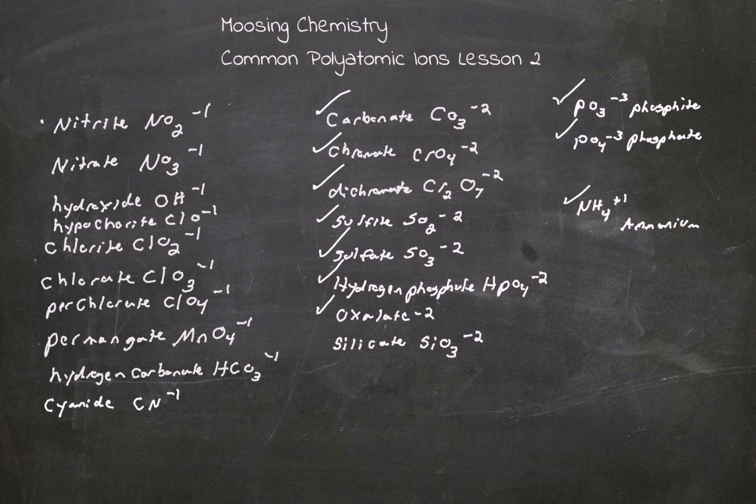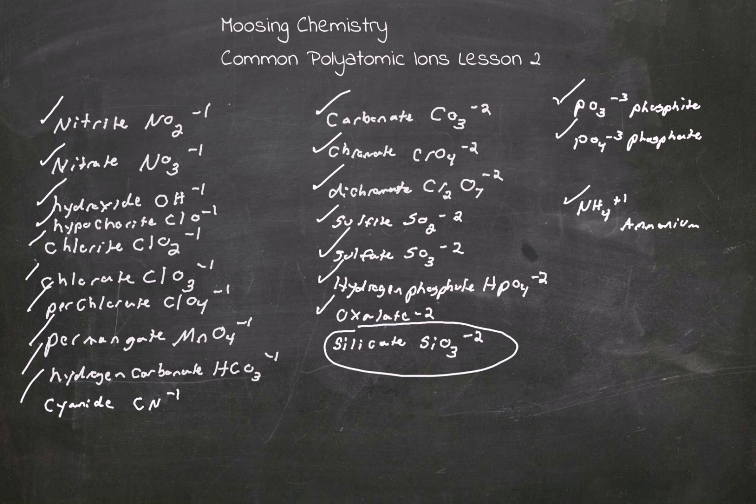So again, nitrite, nitrate, hydroxide, the hypochlorites, of course, and the perchlorates, permanganate, a big one, hydrogen carbonate, and cyanide. And this one, you'll see it, but not very often. But these are the very common polyatomic ions that a lot of science teachers like to use when they write their chemical equations.